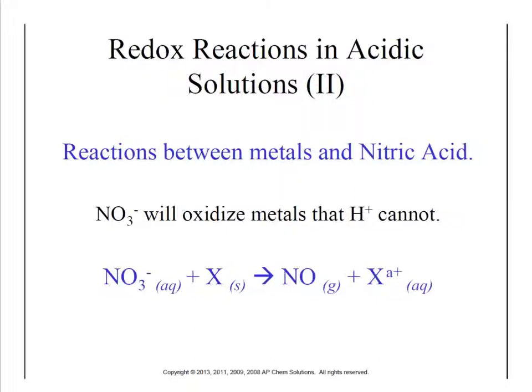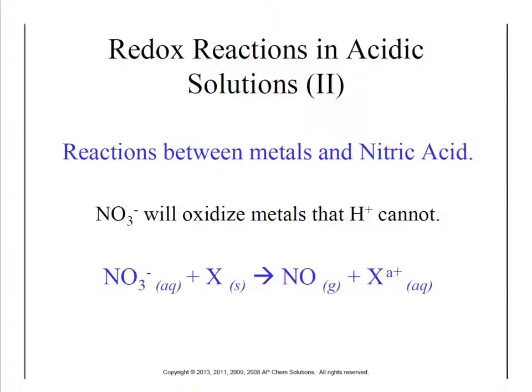Alright, ladies and gentlemen, the moment you've all been waiting for, it's chemistry. So tonight we're going to talk about some of the most exciting parts of redox reactions, and that is how to balance them. Before we do that, we've got to talk about acidic solutions and redox reactions.